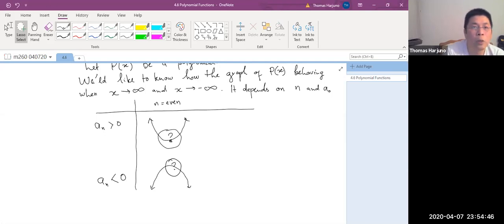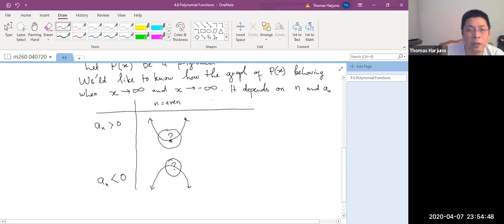Now, what happens if the degree is odd? If the degree is odd, then the shape of the graph will be approximately like this. Again, we don't know what happened in the middle. Think of y equals x cubed.